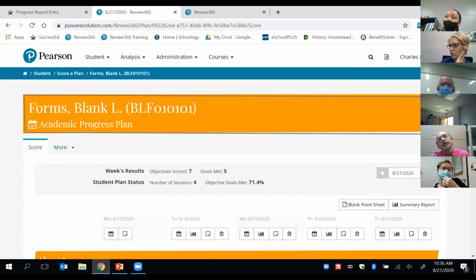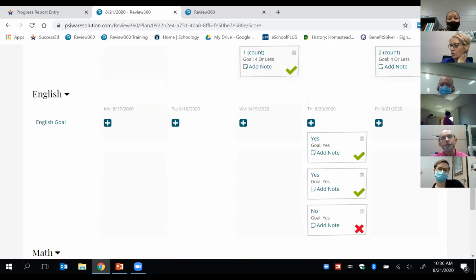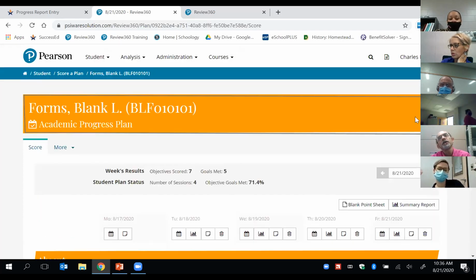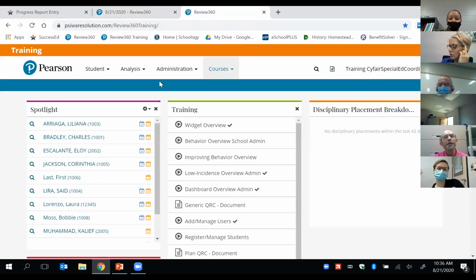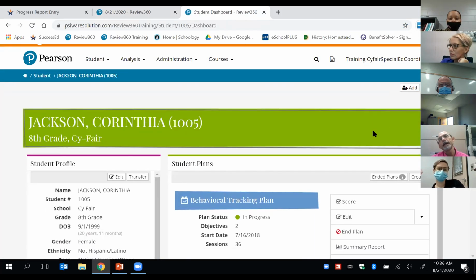Because some goals you don't need to document every single day. But again, there are still other ways to input that information. So I would encourage you now, if you're logged in, to go to the magnifying glass and start looking for your kids. Just type in a name, pull them up, and create plans. Once you're in there, go ahead and create a plan.